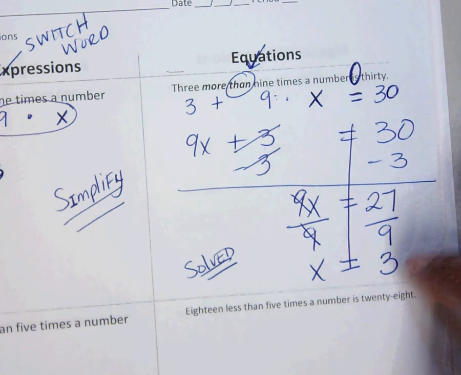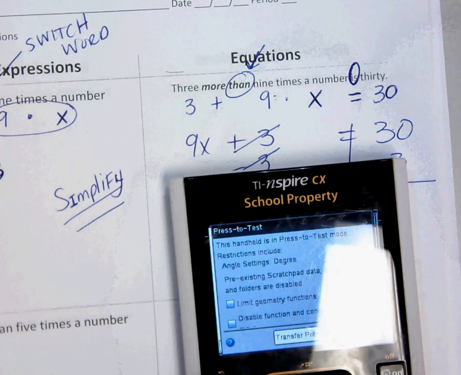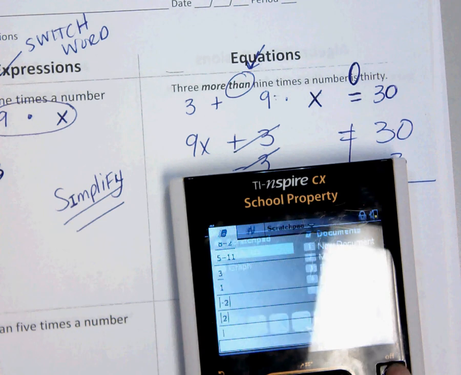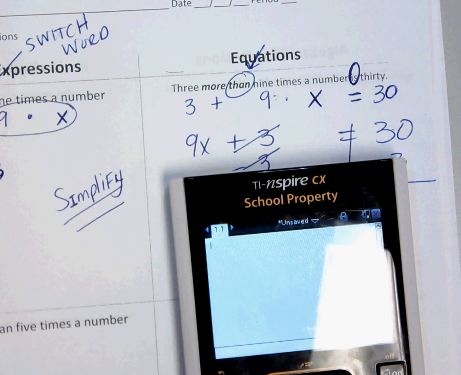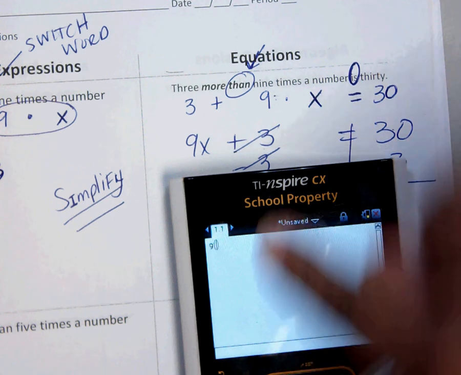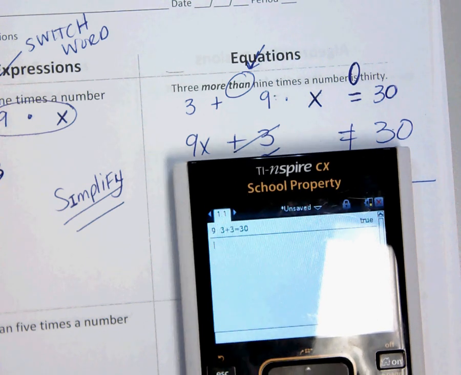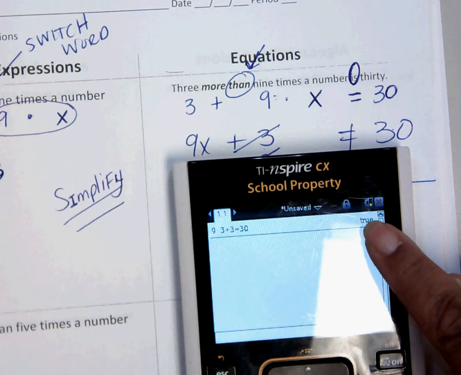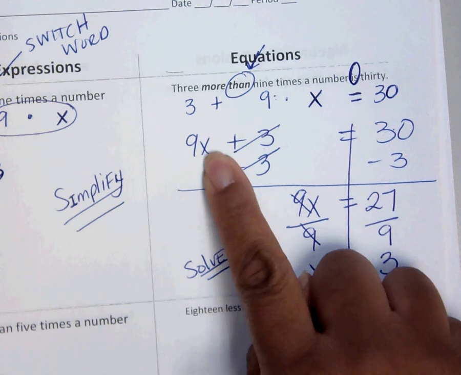How do I know this is right? I'm going to show you a little trick. I can plug all of that in the calculator, and it'll tell me true or false. So let me go home, start a new document. Okay, calculator. I'm going to type 9, parentheses. What did I say x was? I got 3. So I'm going to type 3 plus 3 equals 30. If it tells me true, then I know I did this right. True. So what did I just do? I checked my solution. I plugged my answer back into the equation, and it is correct.